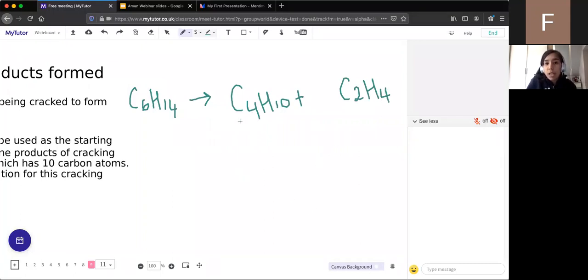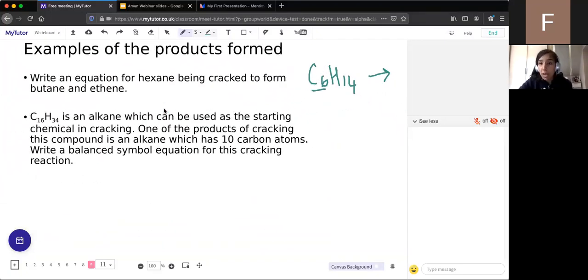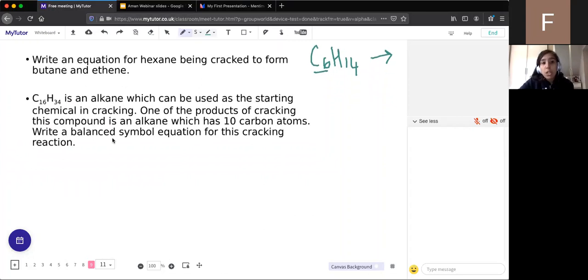So if you have a look, there are 4 carbons plus 2 carbons, which makes 6, and there are 6 on the reactant side. There are 14 hydrogens, 10 plus 4. So you never need to really balance these equations. They tend to already be balanced. So well done, everyone. So that's kind of one of the easier questions where they give you all the products and the reactants used. The harder question is one like this.